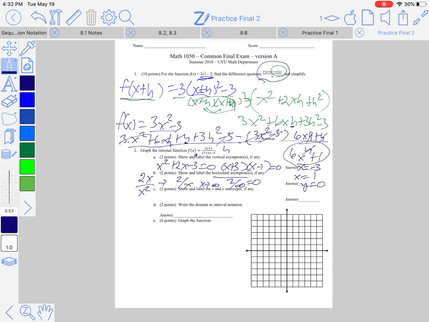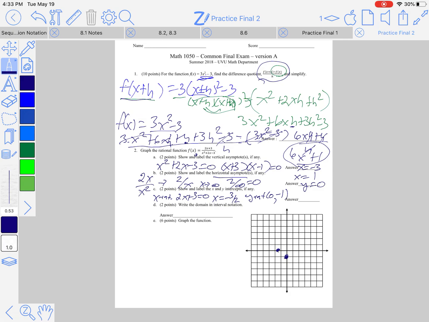Now it says show and label the x and y-intercepts. So my x-intercept is where the top equals 0. The x-intercept is going to be where 2x plus 3 equals 0. Subtract the 3, divide by 2. x equals negative 3 halves. That's my x-intercept. My y-intercept, I just plug 0 in for x. So plugging 0 in for x, I get 3 over negative 3, which is negative 1. So my y-intercept is (0, negative 1). My x-intercept is negative 1.5.